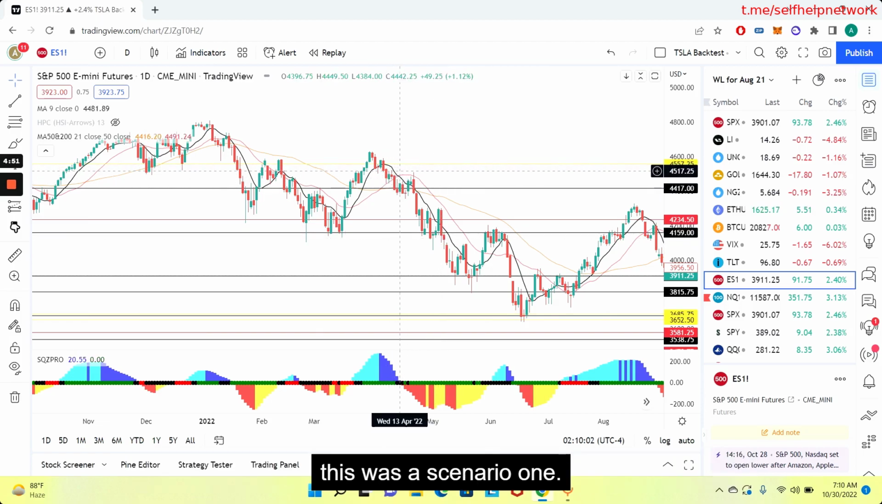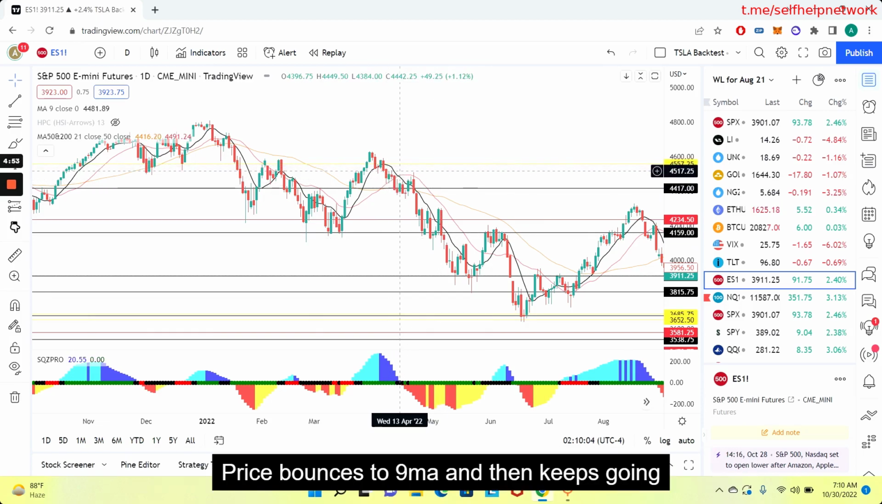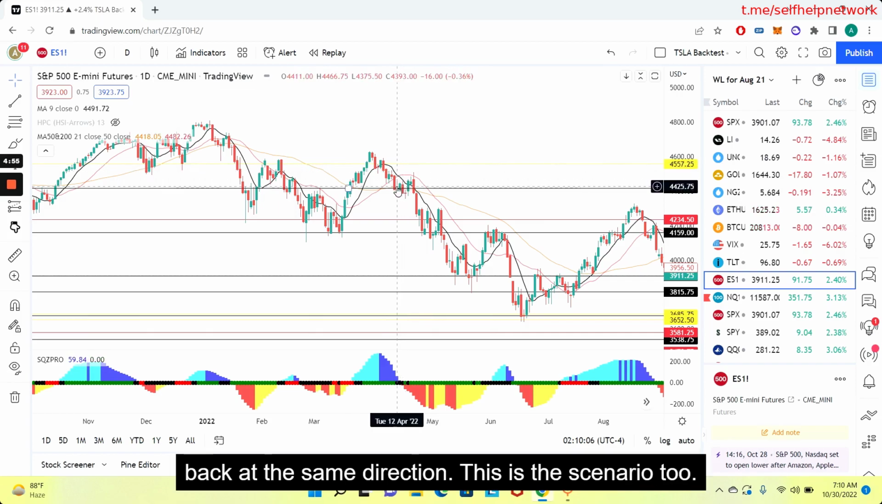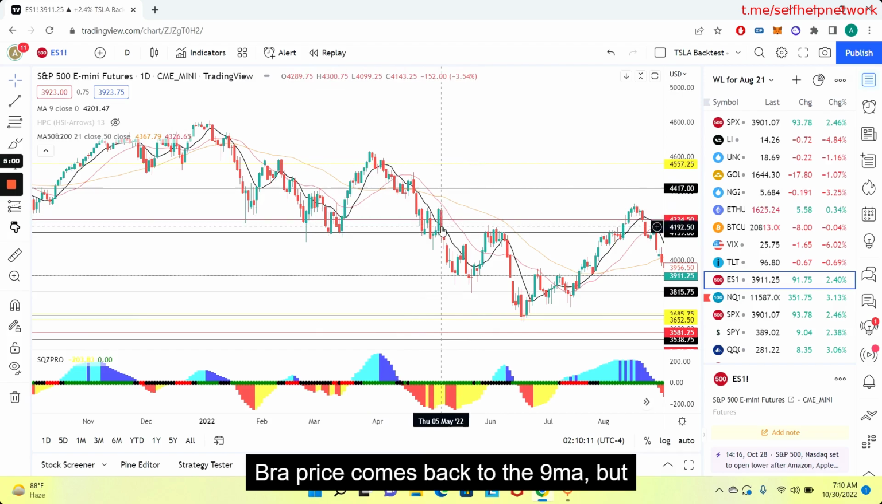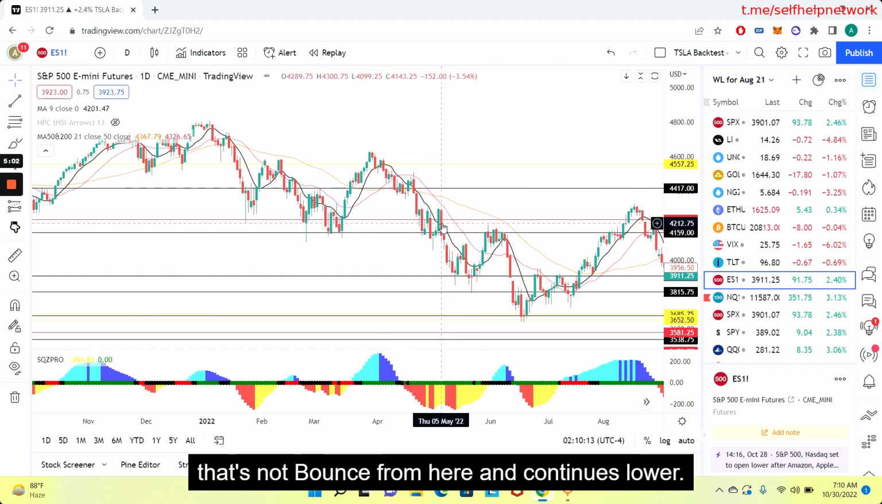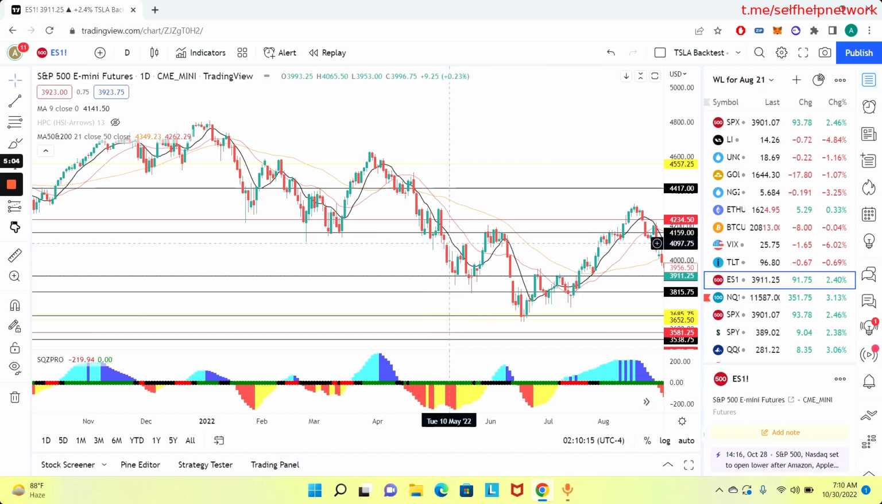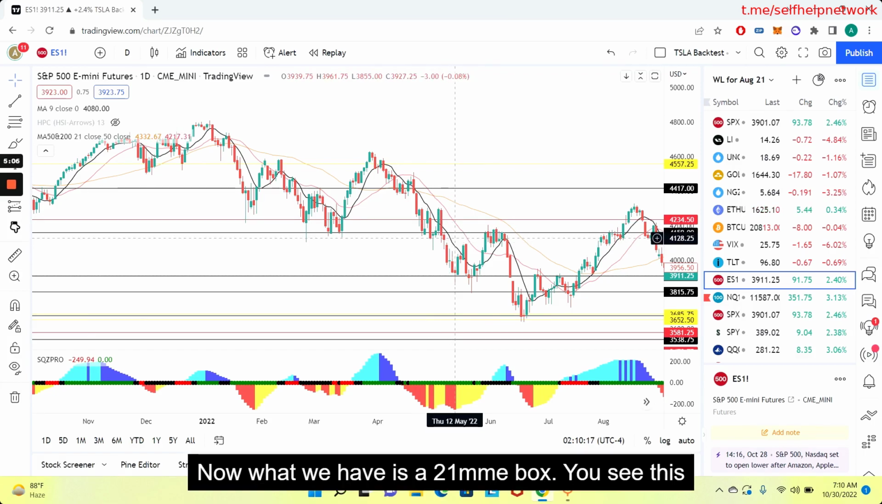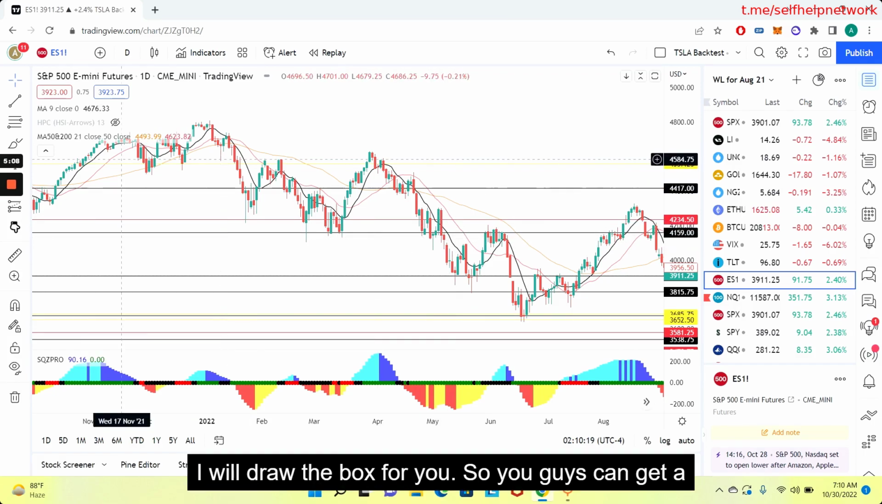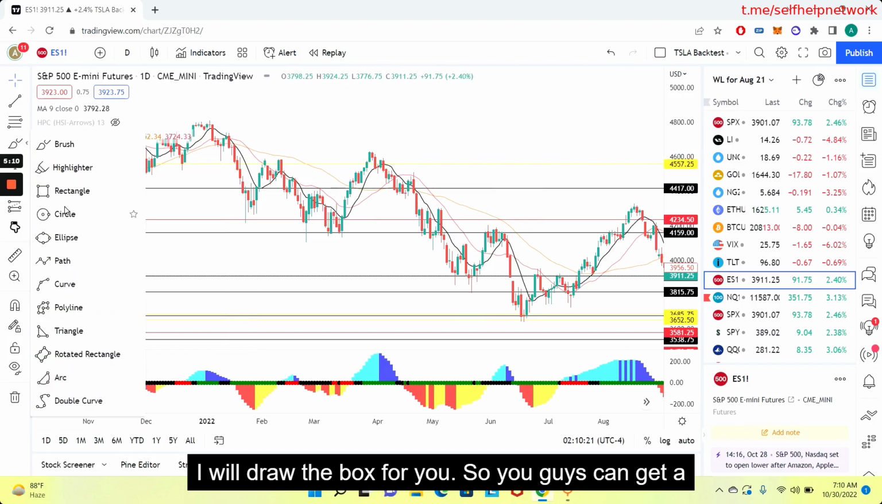So this was scenario 1. Price bounces to 9 MA and then keeps going back in the same direction. This is scenario 2. Price comes back to the 9 MA, but does not bounce from here and continues lower. Now what we have is a 21 MA box. You see this? I will draw the box for you so you guys can get a clear idea.